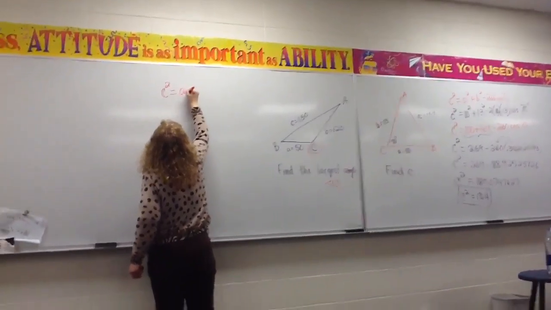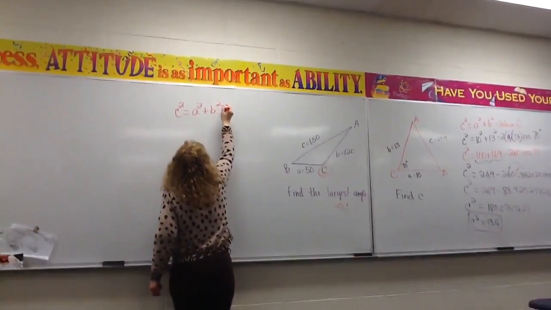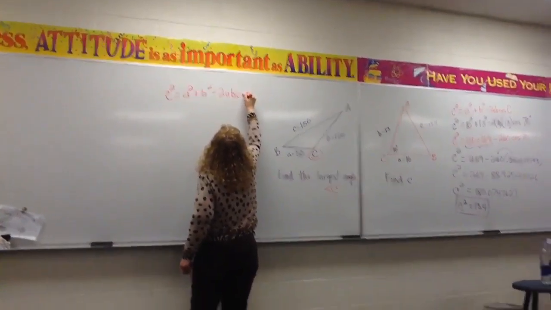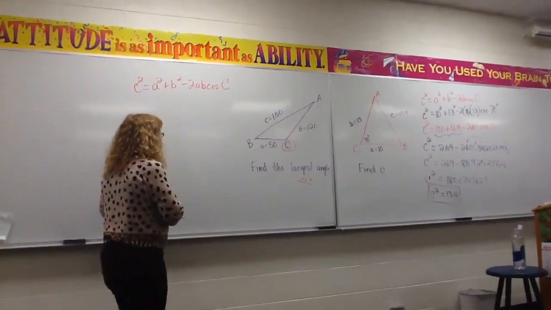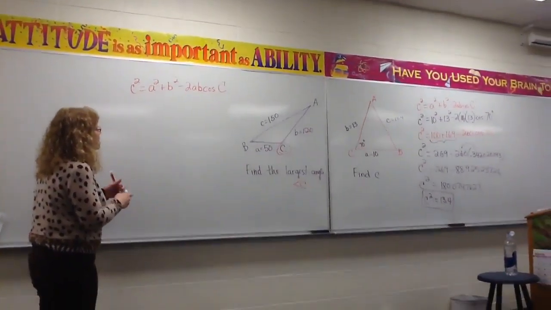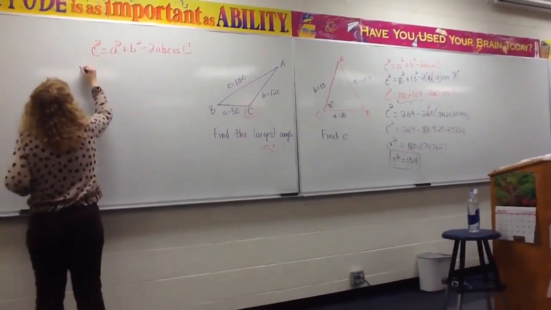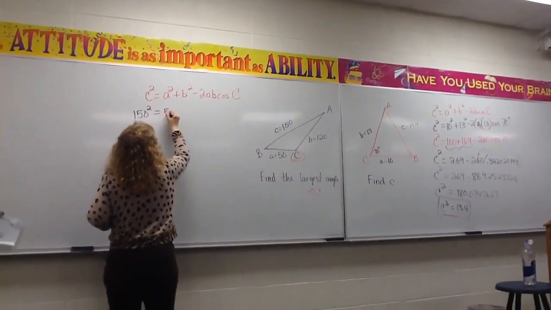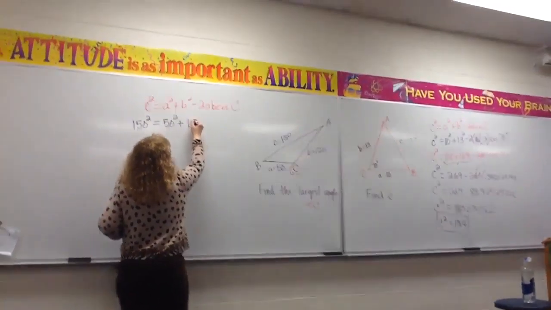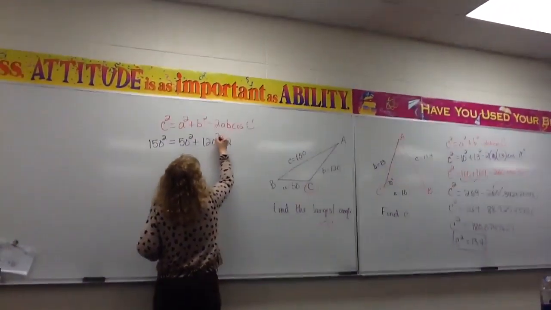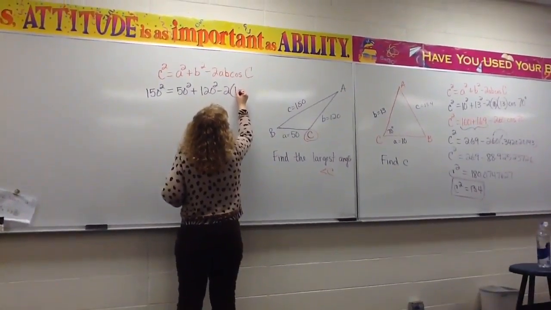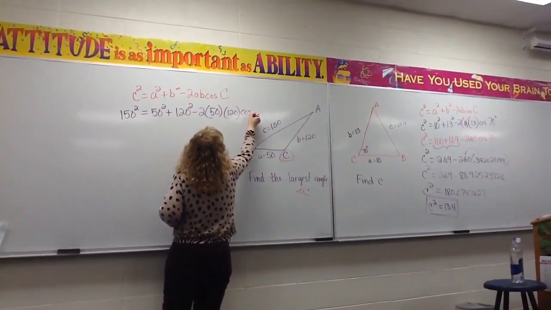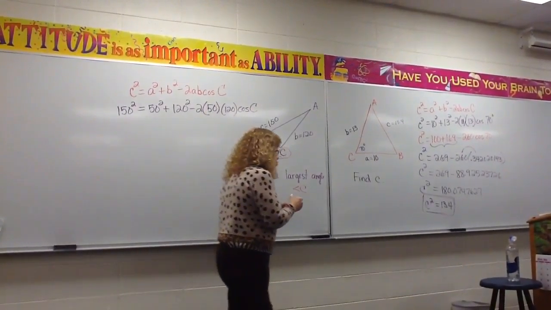Again, isn't that the same one we used before? It doesn't really matter. They're all the same equation, just different letters. So we'll plug in. What's side C? 150. A is 50. B is 120. Minus 2 times A, 50, times B, 120, cosine of C. Did I get those all in the right spots?